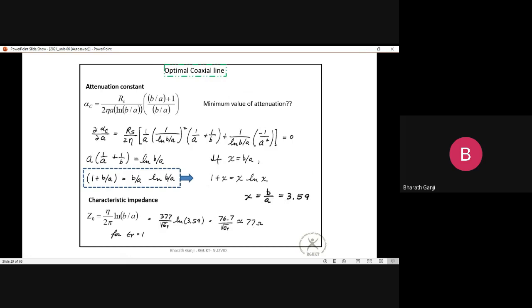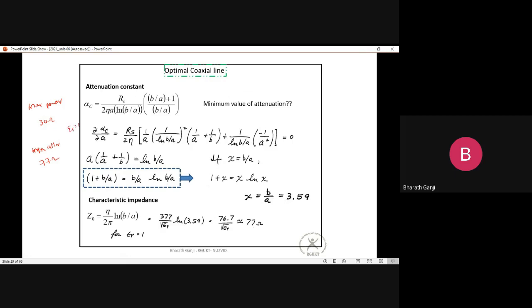So you can see that by changing the value of b/a ratio, I can actually play with the amount of power handling capability I can get, or the amount of attenuation I can get. If I want maximum power handling capability, I need to choose a cable with a characteristic impedance of 37 ohms. If I want a minimum attenuation, I need a 77 ohm line. Okay, so this is all for epsilon r equal to 1.